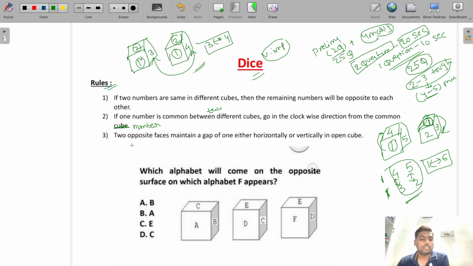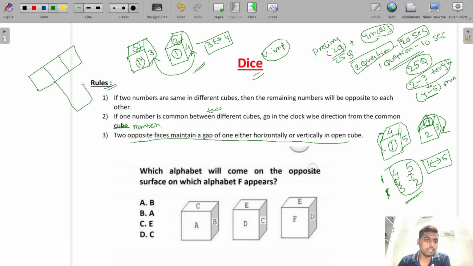Now the third rule is: two opposite faces maintain a gap of 1, either horizontal or vertical, in an open cube. What does an open cube mean? If the cube is open, it will be like this. Let us say 1, 2, 3, 4, and here it is A, B, C, D, E, F. This is called an open cube. It can be in any shape.